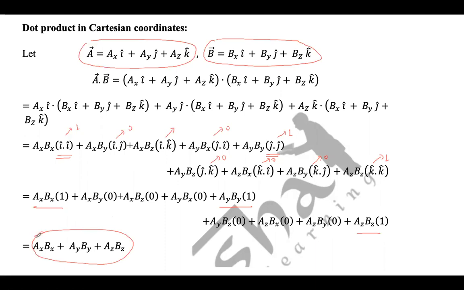Now, what you need to notice here, whenever you have to take a dot product of two vectors, you multiply I component with I component only. Then you multiply j component with j component, and similarly k component with k component. So this is the dot product in Cartesian coordinate. This is how you do that dot product. You just multiply x component with x component, y component with y component, z with z component, and so on.